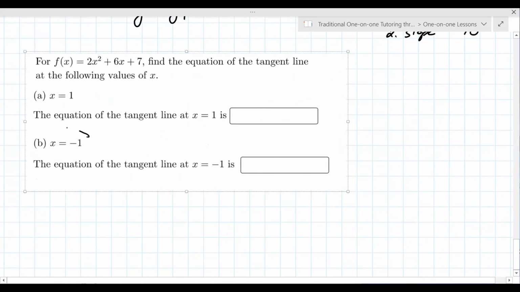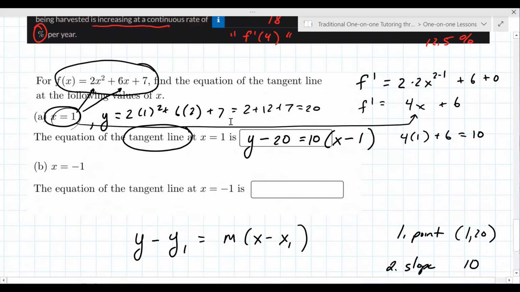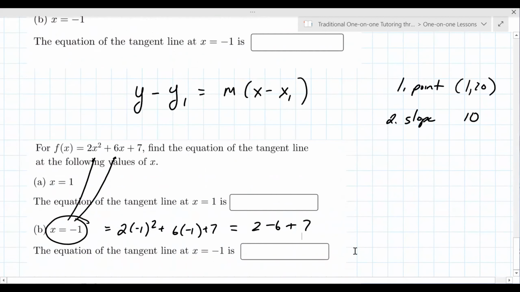Now for the x value of -1, you need to do the same thing. You have to put -1 into here. So it's 2 times -1 squared plus 6 times -1 plus 7. That's 2 minus 6 plus 7, so it ends up being 3. So when x is -1, y is 3. Our point is (-1, 3).